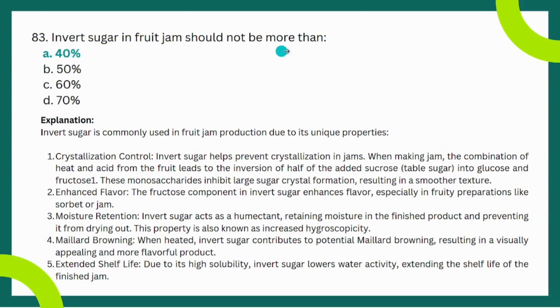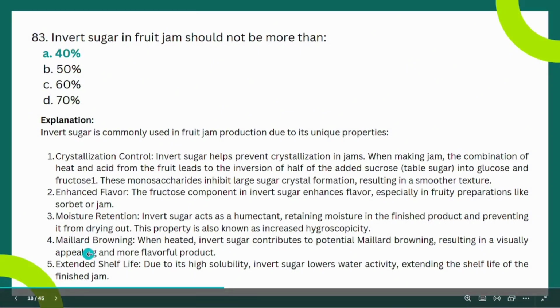Invert sugar in fruit jam should not be more than? The answer is 40%. Here is the explanation. Invert sugar has a special purpose in fruit jam production. Here are some properties like crystallization control, enhanced flavor, moisture retention, Maillard browning, and extended shelf life.